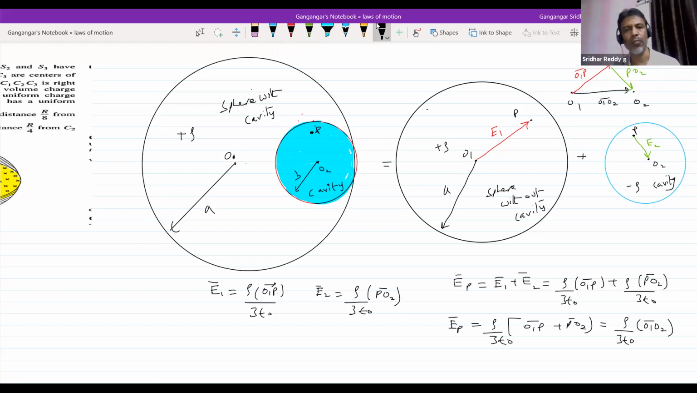And that field will be uniform. How will it be directed? The magnitude is rho by 3 epsilon naught times the distance O1O2, and the field will be directed along the line joining the center of the sphere to the center of the cavity. If I show the lines of force, they should be parallel to the line O1O2 bar. So I'll give one more rough diagram.